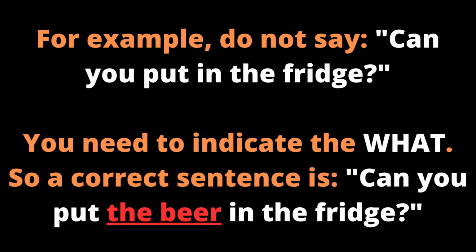So, as you can see, underlined there in red, we need the object, the beer. This is also called the what. And without this object, the sentence will sound horrendous. So please don't forget objects with the verb to put.